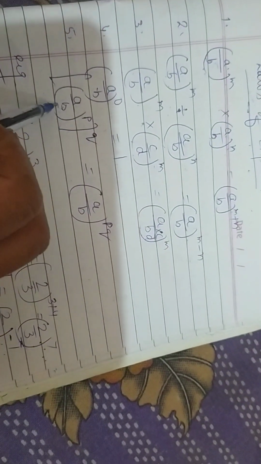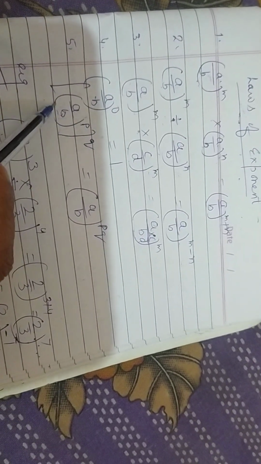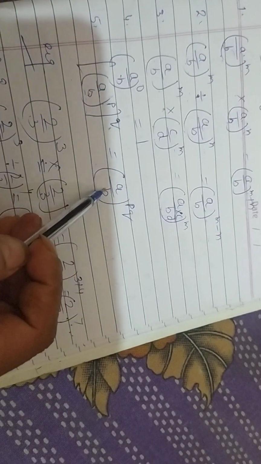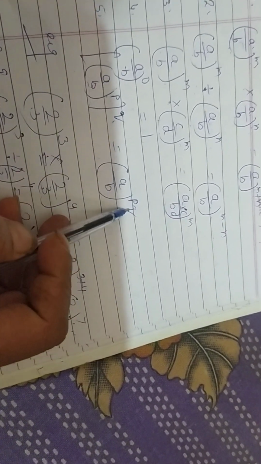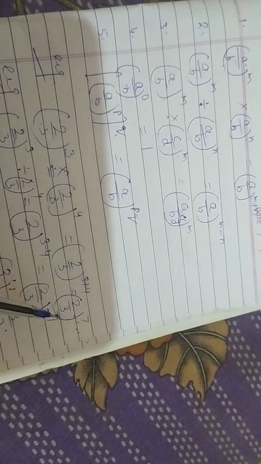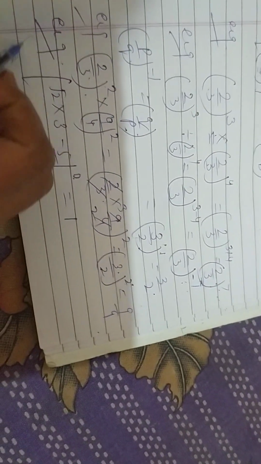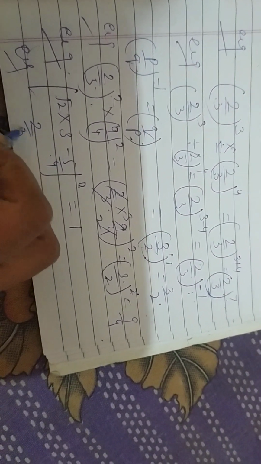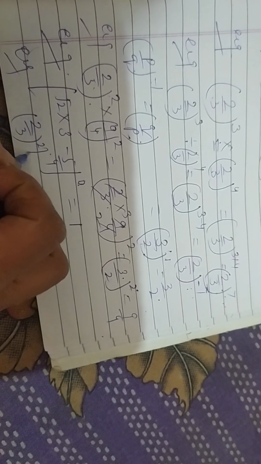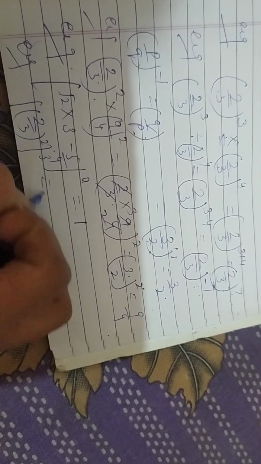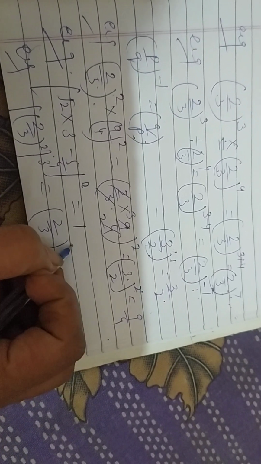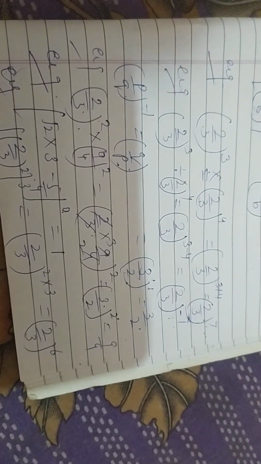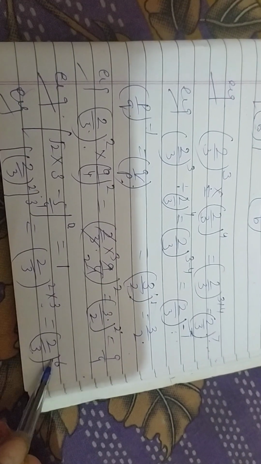Next one: ((a/b)^p)^q. That means for a/b, both the powers will be multiplied, p into q. So we can take an example. Suppose (2/3)^2 and again it has the power 3. So what will we do? (2/3)^(2 into 3), that is (2/3)^6. So you can multiply it.